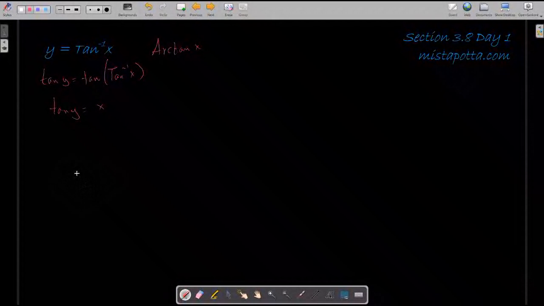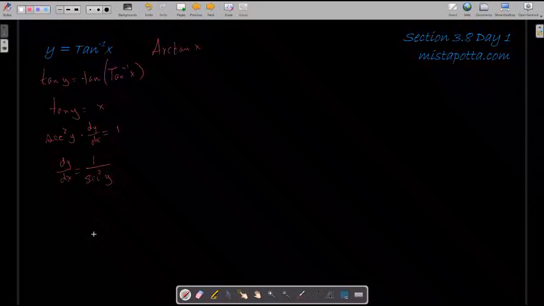I'm going to take the derivative of both sides using implicit differentiation. The derivative of tangent is secant squared of y times dy/dx. Anytime I take the derivative of a term involving y, I'm going to get that dy/dx. The right side gives 1. And so dy/dx equals 1 divided by secant squared y. And I know there's a great impulse to change this over and write it as cosine squared y, but the secant squared is actually going to be more helpful for me.